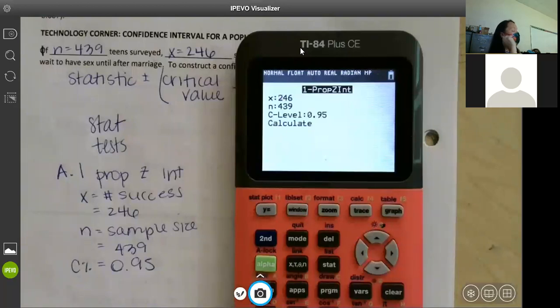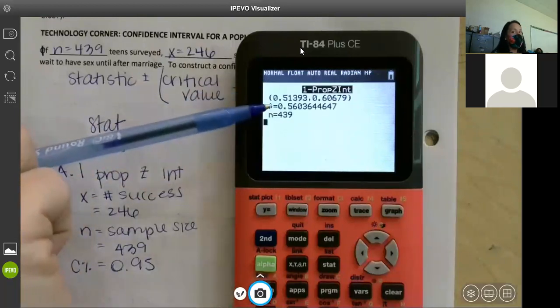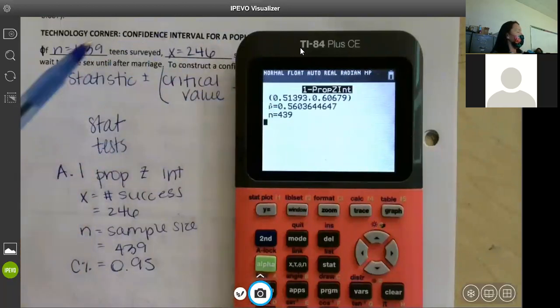All right, everybody good? So again, when you do that, what they give you is that interval, and they also give you your proportion. So that's your p hat that you found, the 246 over 439. Okay. All right. Flip it.